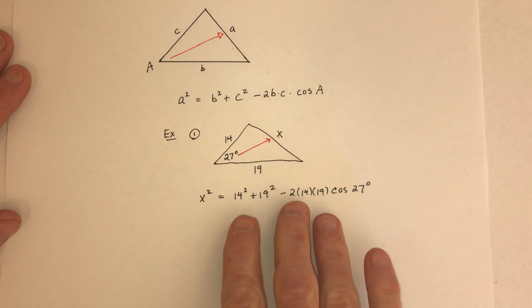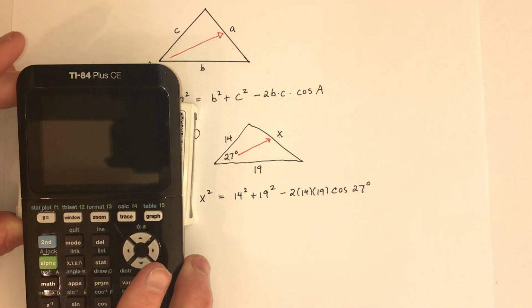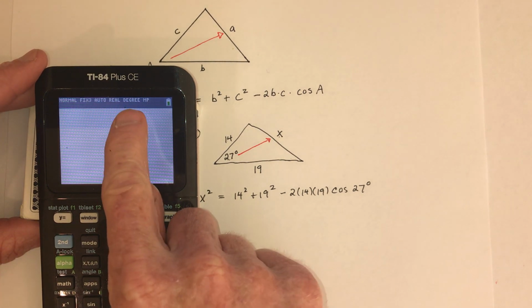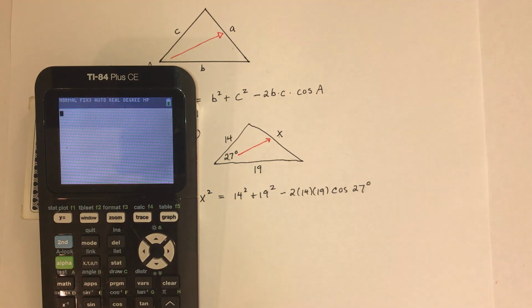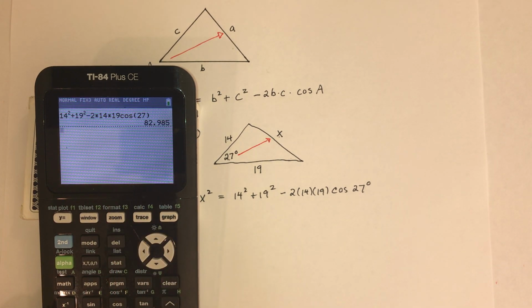So then we can just put this into a calculator, take the square root of both sides, and we'll already be done. So make sure that the calculator's in degrees, and then it's going to be 14 squared plus 19 squared minus 2 times the 14 and the 19. Take cosine of 27, double check that it's in degrees, and now take the square root of that.